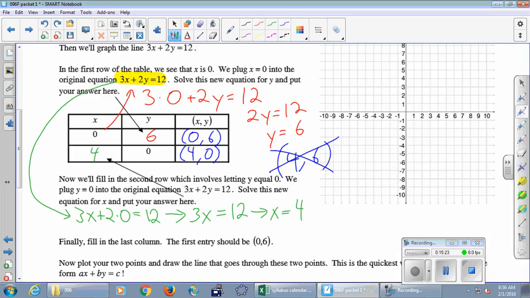We're going to plot them on our graph paper. 0, 6 is up here. 4, 0 is over here. And 2 points determine a line. So go ahead and grab your straight edge, your folder, your bookmark, and connect the dots. And I think that's the easiest way to graph a line when the x's and y's are on the same side of the equation.